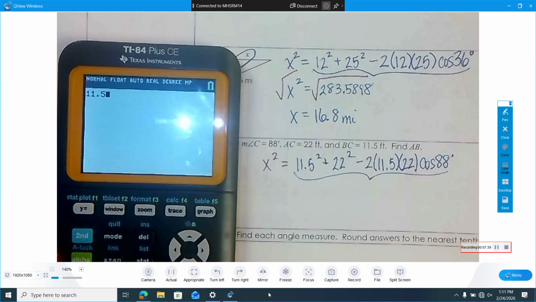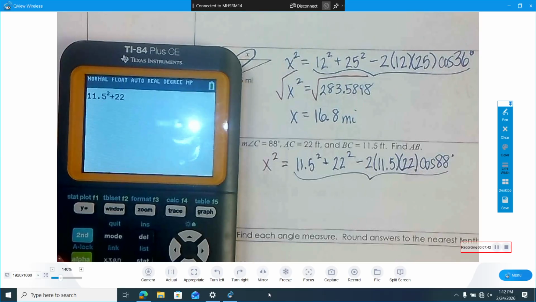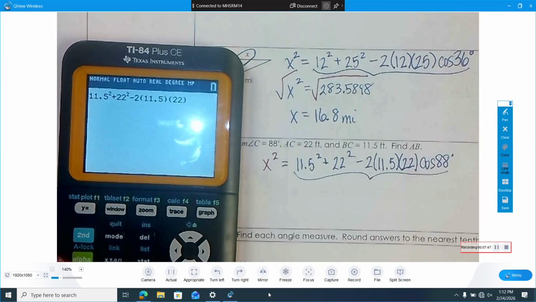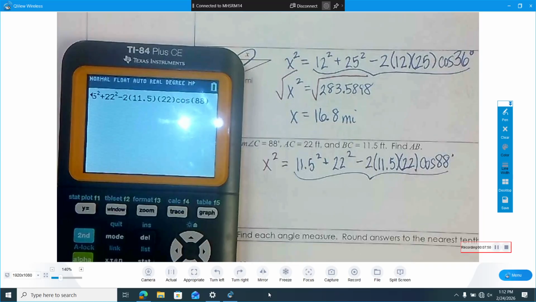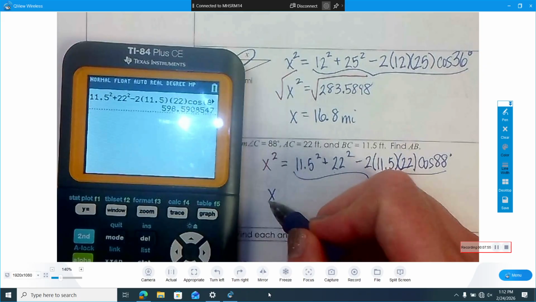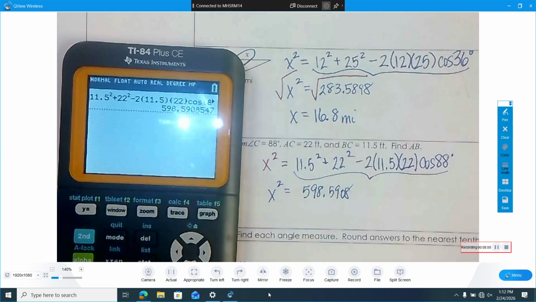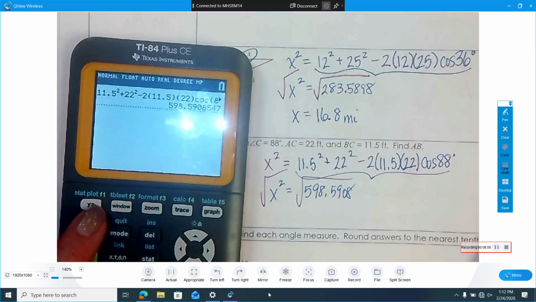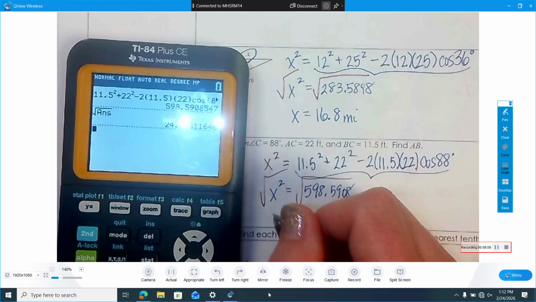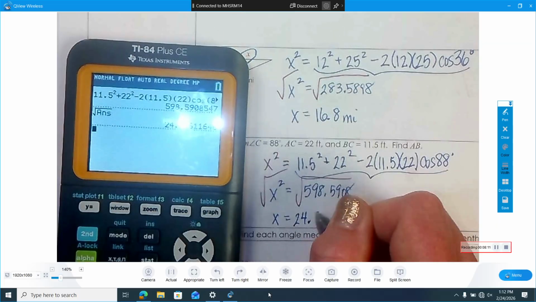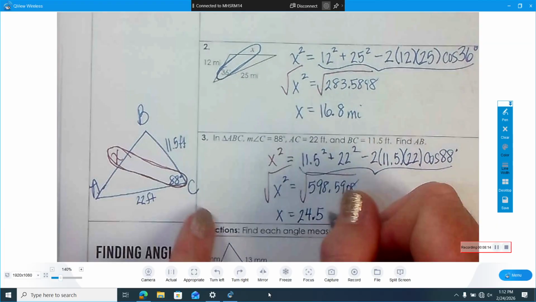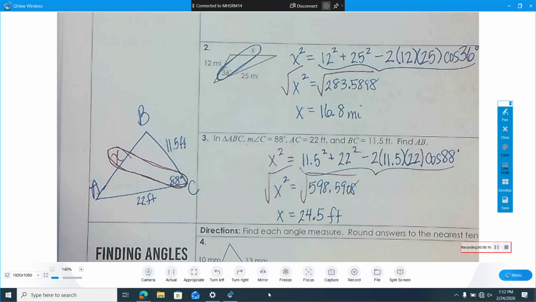Okay, 11.5 squared, so the hardest thing here is making sure you type it in correctly. Minus 2 times 11.5 times 22 times the cosine of 88, and making sure that you're in degree mode. So I get x squared is equal to 598.5908 something or other, and then we need to do what? Square root both sides. So square root, we get 24.5 will do. And it looks like we're talking feet, so 24.5 feet.